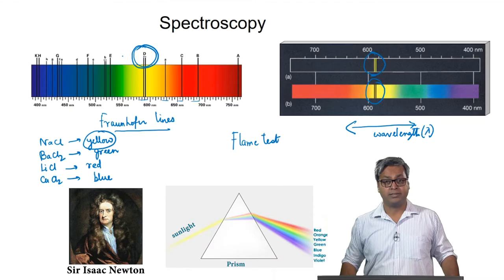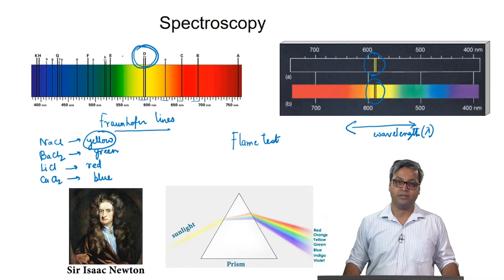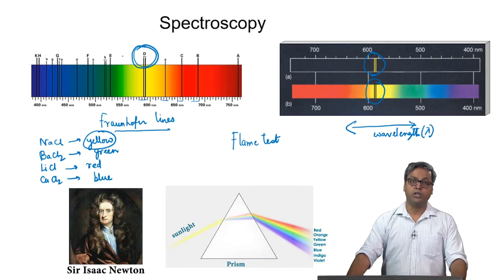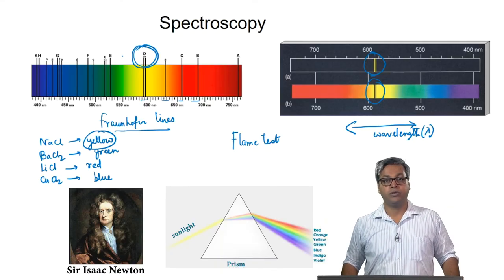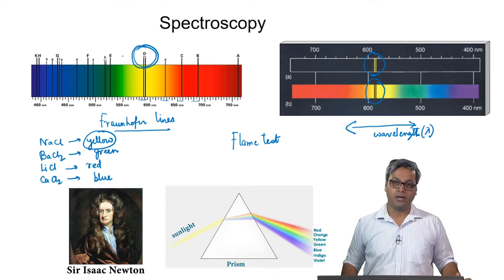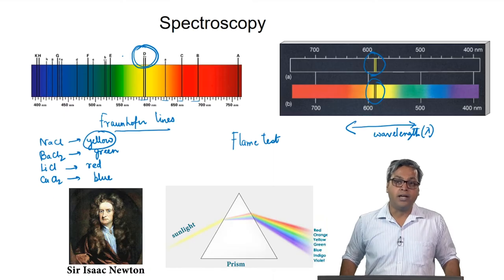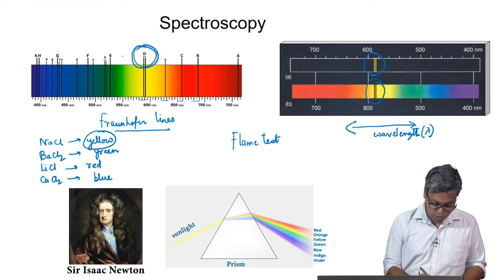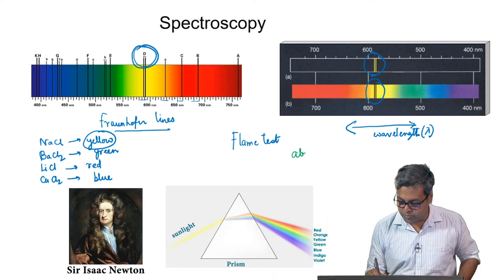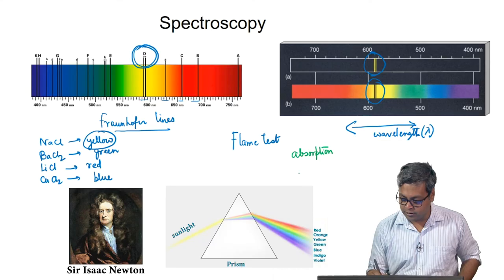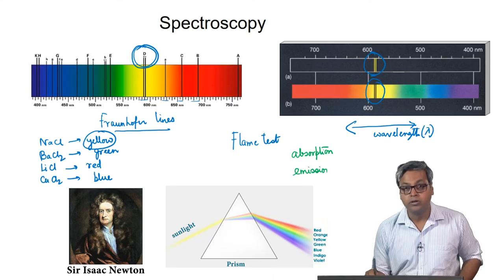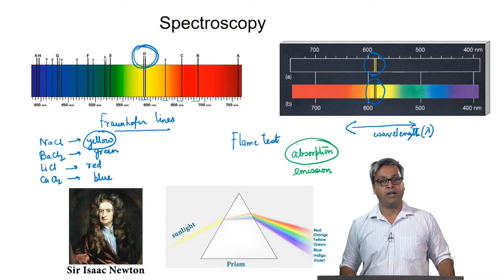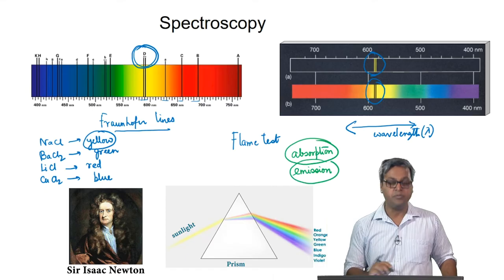The result shows that the sun's radiation is absorbed at selective wavelengths by various gas elements existing in the solar atmosphere. So, on one hand, sodium in the solar atmosphere absorbs the sunlight, and we see two dark lines in the solar spectrum. On the other hand, in the flame test, the same two lines are being emitted. So, spectroscopy can be of two types: one is absorption spectroscopy and the other is emission spectroscopy. When light is absorbed by matter, we get an absorption spectrum, and when light is emitted by matter, we get an emission spectrum.